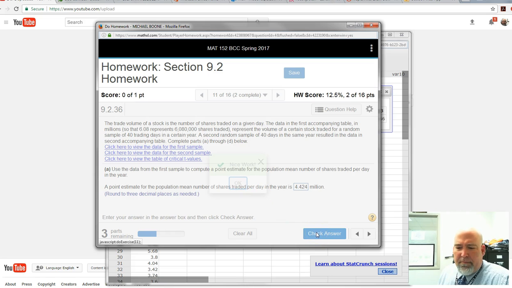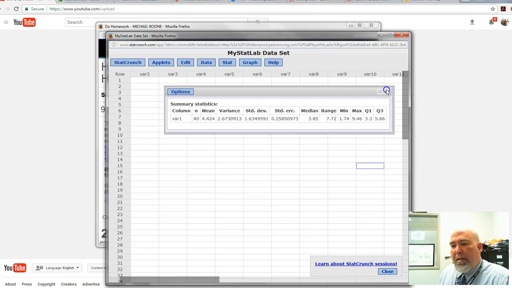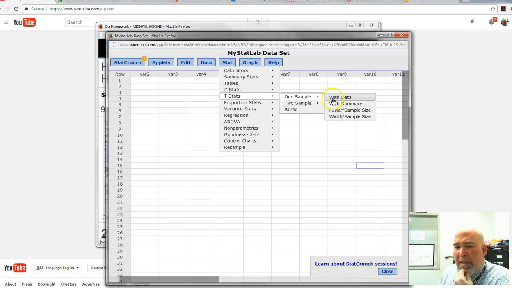Next part of the question: make a 95% confidence interval for the population mean number of shares traded per day in the certain year. Interpret the confidence interval. So with this one, here's my data, and if I'm doing a confidence interval on means, here's the thing that's different, and I'll explain this after this question. We're going to go to t-stats. I'm going to do one sample, and I have the data.